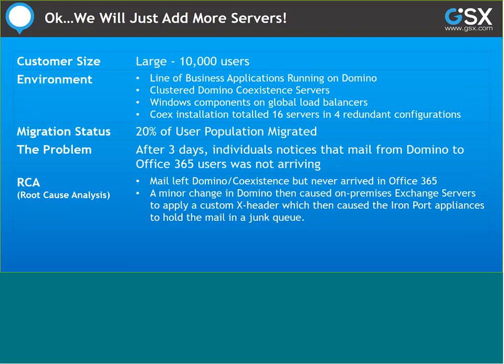But about 20% into the migration, somebody noticed that they hadn't got internet mail in 3 days. And so they started looking into it and realized that there was actually no mail going from Domino to Office 365 for 3 days. It's surprising, but these kinds of things happen. Yeah, how come nobody noticed for like 3 days?